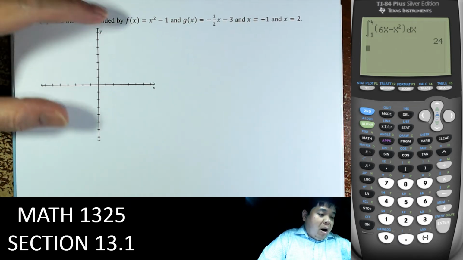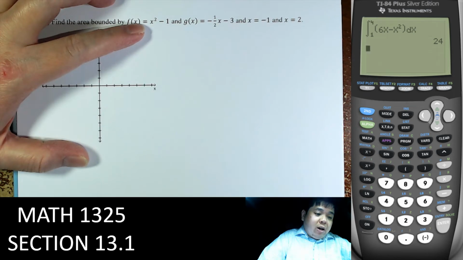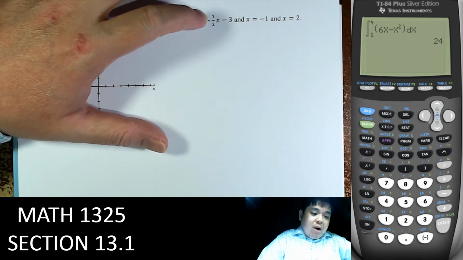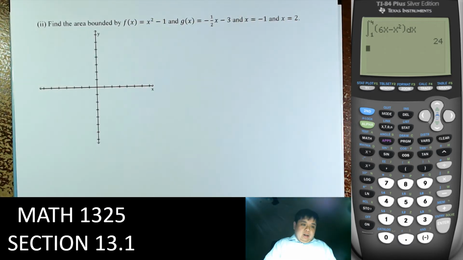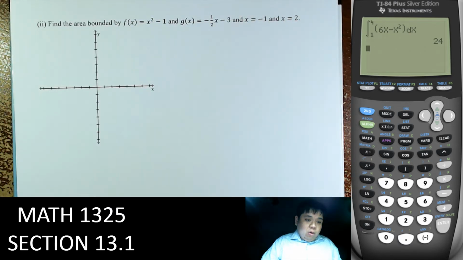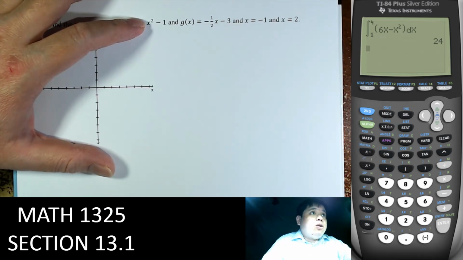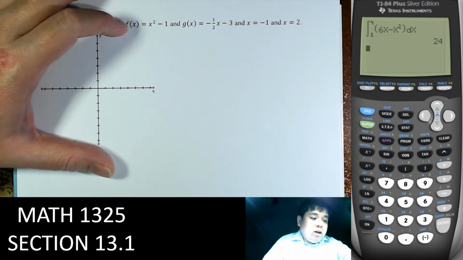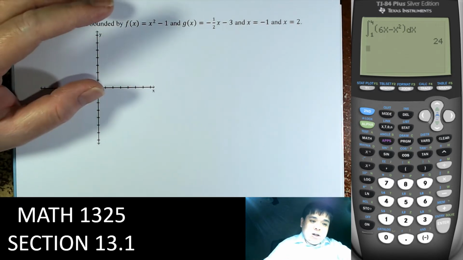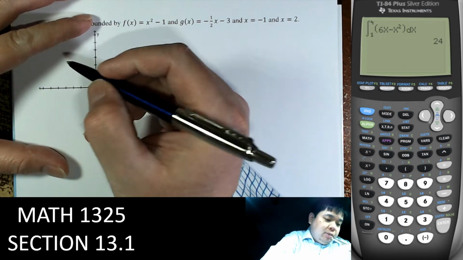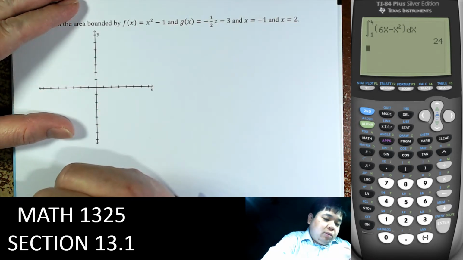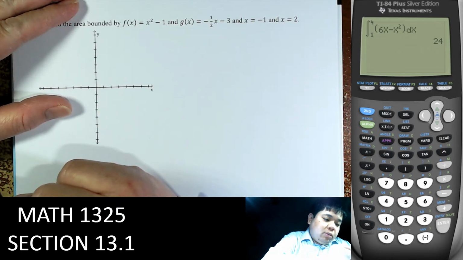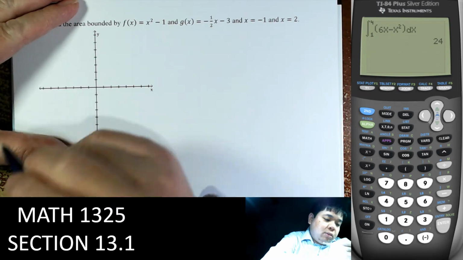Find the area bounded by the function x squared minus 1 and g of x is minus 1 half x minus 3 from x equal to negative 1 and x equal to 2. Right, x squared minus 1. So clearly, if x equal to 1 or x equal to negative 1, y equal to 0, so I have 1 and negative 1.